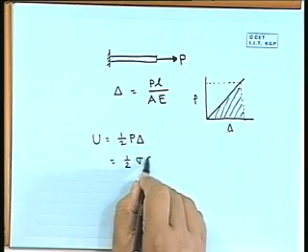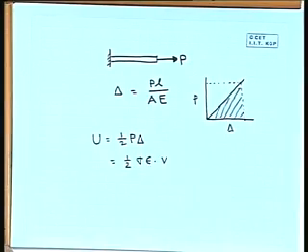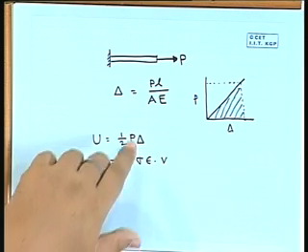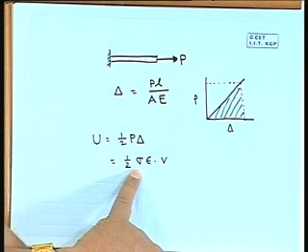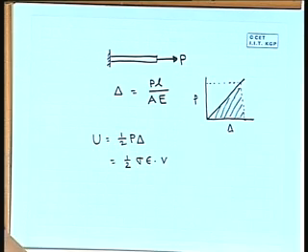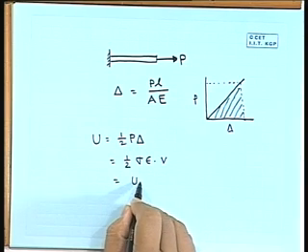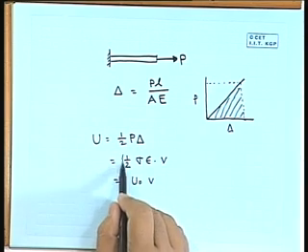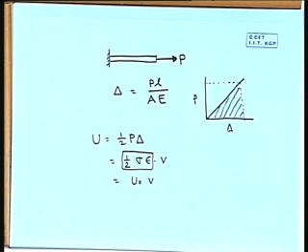And you must remember, we have written this as half sigma epsilon into V, because that P we have divided by area, and the elongation divided by L. So, it became stress, it became strain, and this L and A becomes V, that is the volume. Sometimes we write it as U0 V. So, U0 is this part, we sometimes say it is the strain energy density, right. So, half stress into strain is the strain energy density, multiplied by the volume will be the total energy.